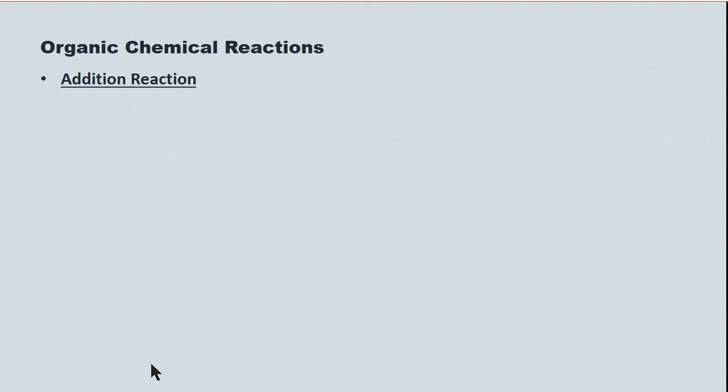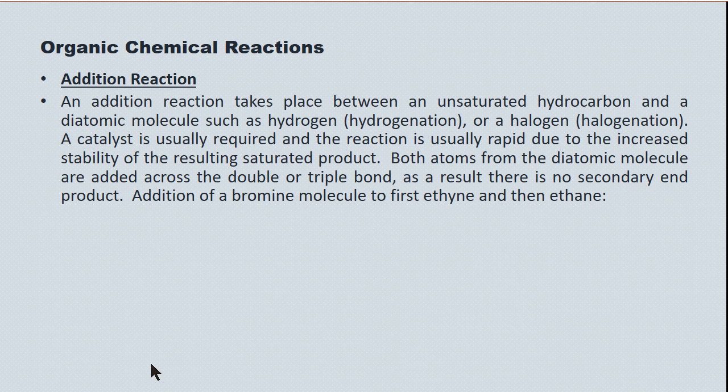Addition is another organic reaction. Addition reactions take place between unsaturated hydrocarbons. So these are the alkenes and the alkynes. And we're reacting them with small diatomic molecules such as hydrogen or a halogen, like F2 or Cl2. A catalyst usually accelerates the reaction, but it's already pretty rapid. The end products are more stable than the reactants, and that favors a rapid reaction. Both atoms from the diatomic molecule are added across the double or the triple bond, and as a result, there's no secondary end product.